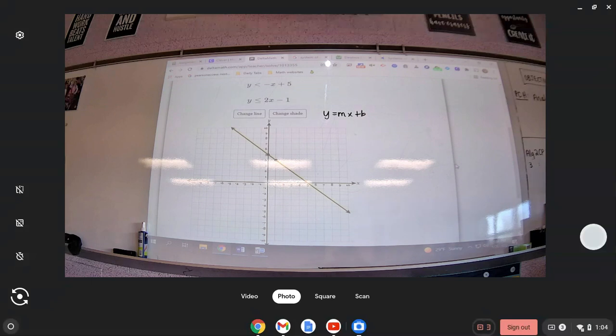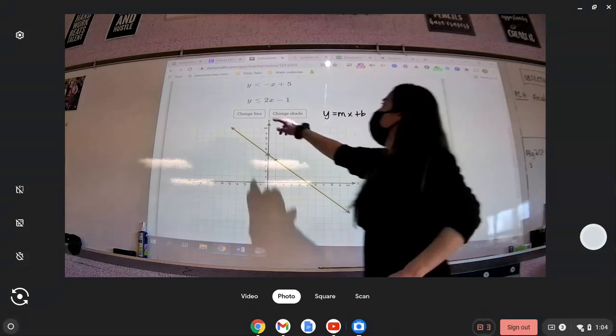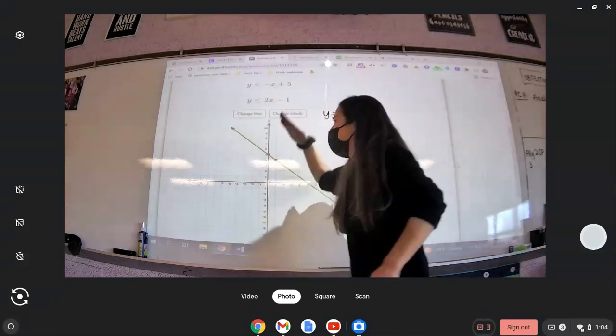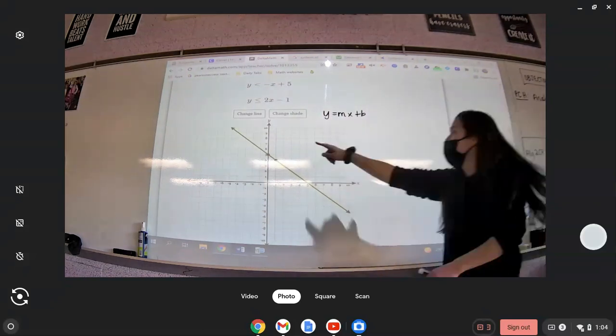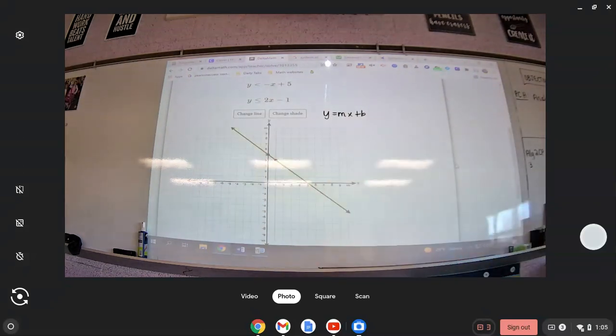Do I want a solid or dashed line if I only want y to be less than the line, not on the line? Dash. So now you just got to hit that change line button until it changes to a dashed line. All right, now we got to put the shading.